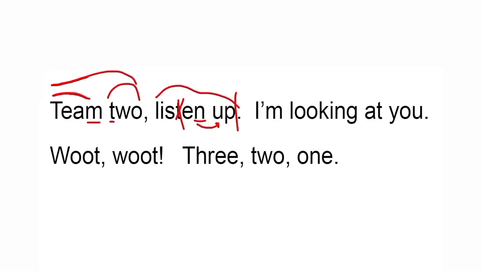Listen up is a phrasal verb. How is it different from listen? It's something you would use if you're trying to get the attention of someone, or even more often of a group of people. This is something you might say if you feel like people have not been paying attention and now you really need them to. You're saying, I need everyone's attention because what I'm about to say is really important. Listen up.